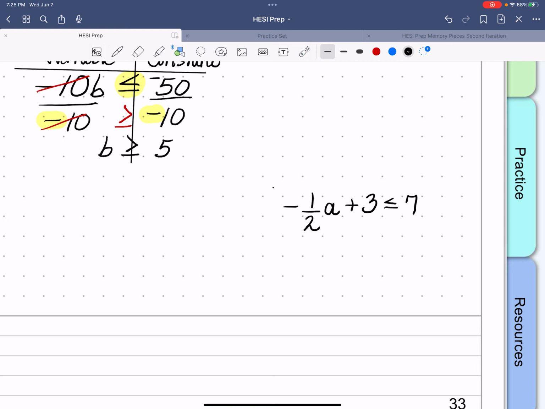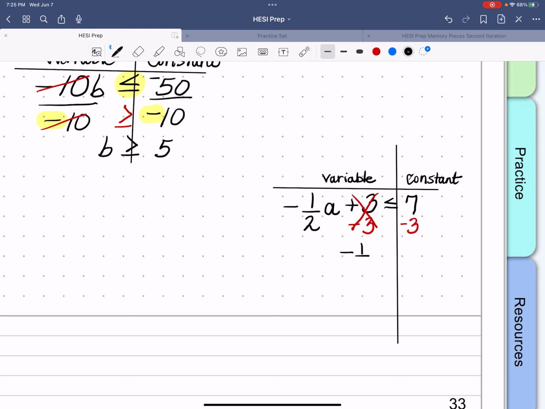No parentheses, so let's go ahead and draw in our t-chart. The constants are going to go on this team, and the variable is going to be over here on a team by himself. We're going to isolate that variable. So the first thing we do is subtract 3 and cancel. So I'm left with negative 1/2 A. 7 minus 3 is 4.